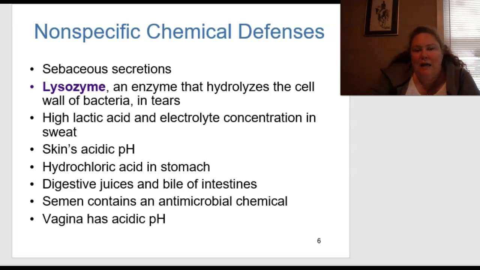We also have high lactic acid and electrolyte concentration in sweat. If you've ever worked out really hard and you get sweat on your brow and your lips, and you taste it, it's kind of salty and bitter. This is because of that lactic acid, that's the bitter taste, and it's salty because of the electrolyte concentration in your sweat. Your skin's pH is also slightly acidic, so that's a natural barrier.